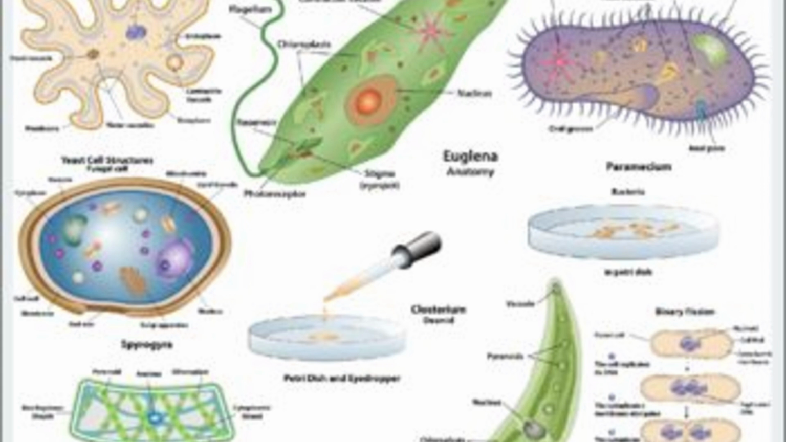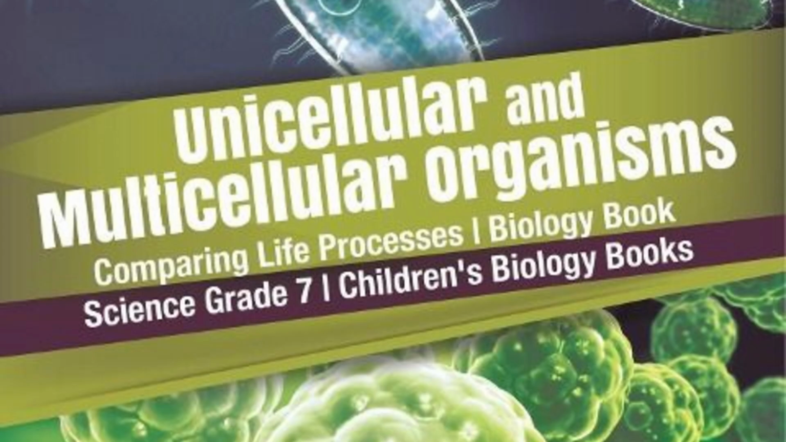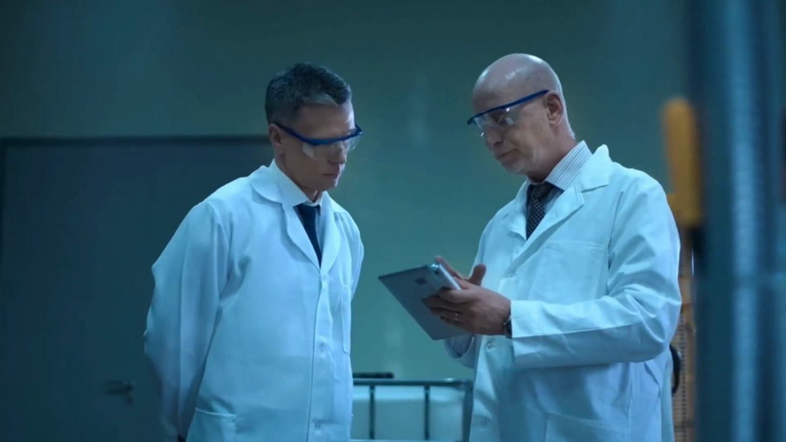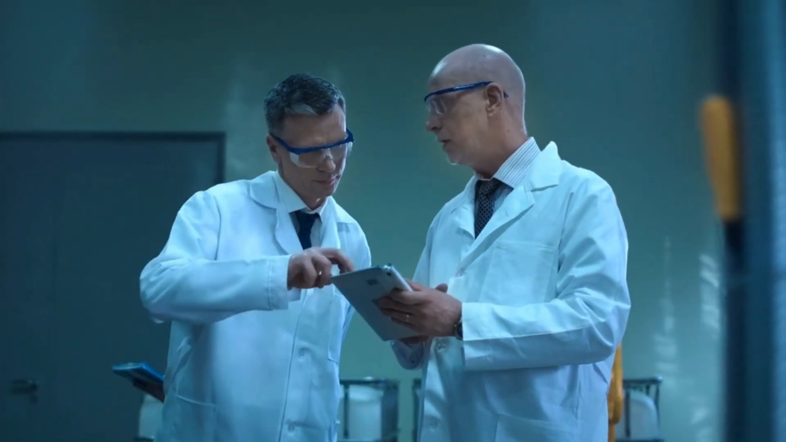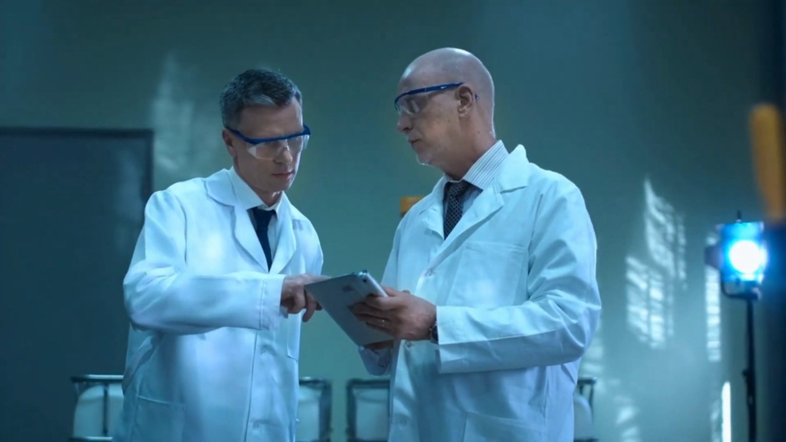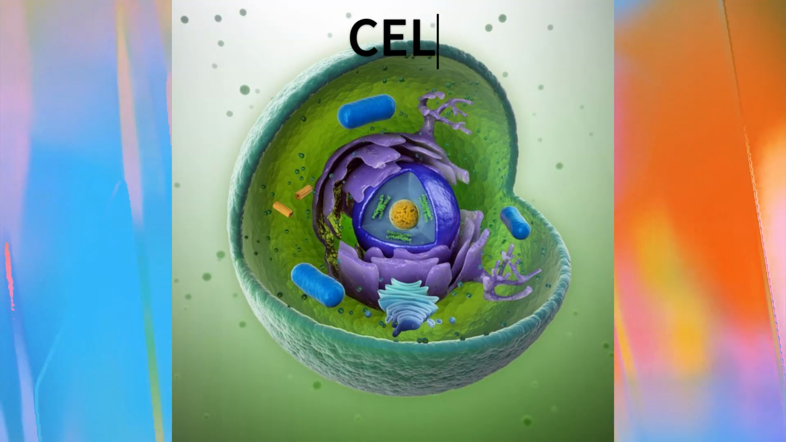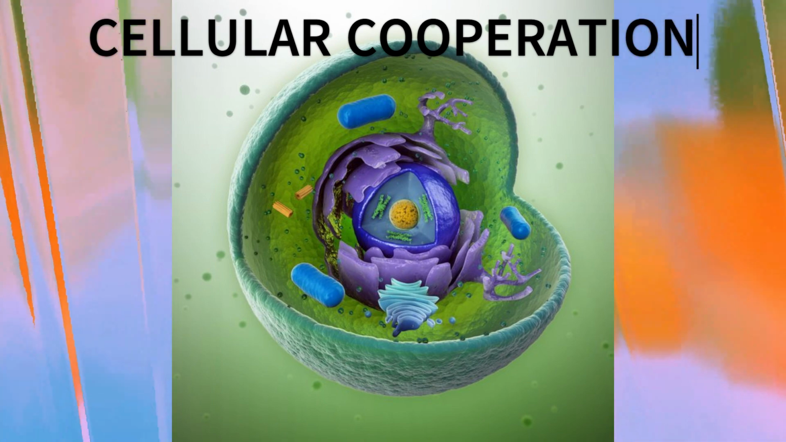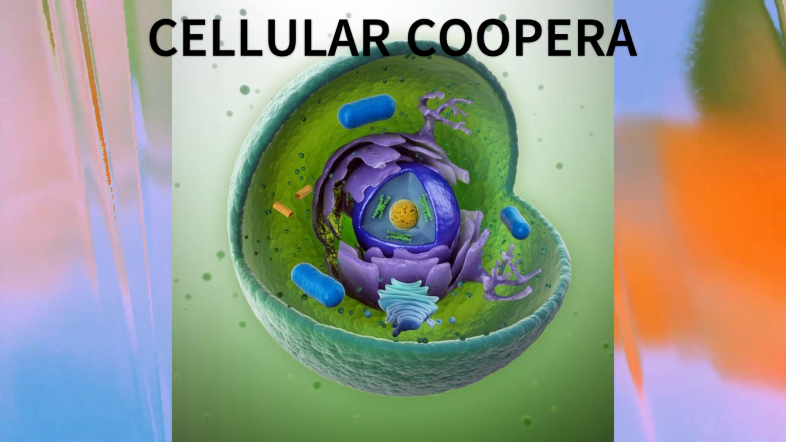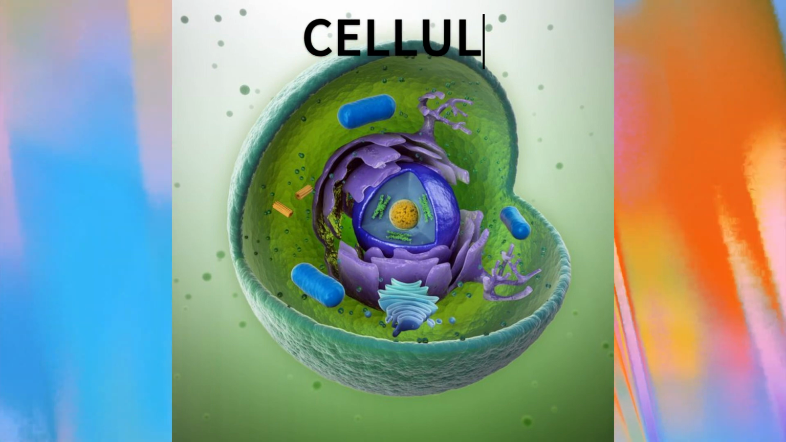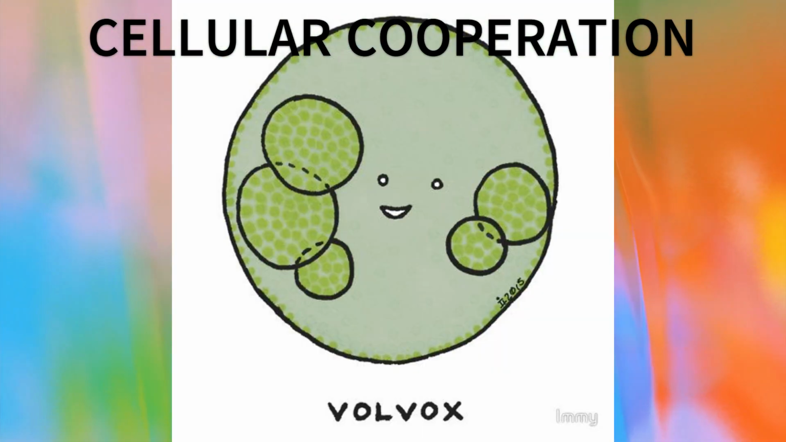Multicellular organisms, on the other hand, are made up of many specialized cells that work together. In humans, for example, we have muscle cells, nerve cells, and blood cells, each with its own role but all working in harmony. Cellular cooperation allows for higher levels of function and complexity, enabling the existence of organisms like us.